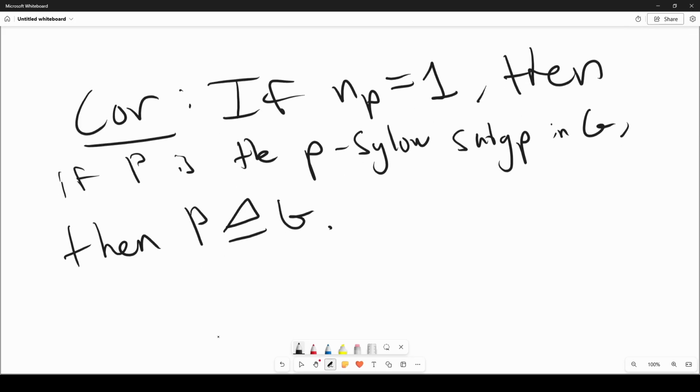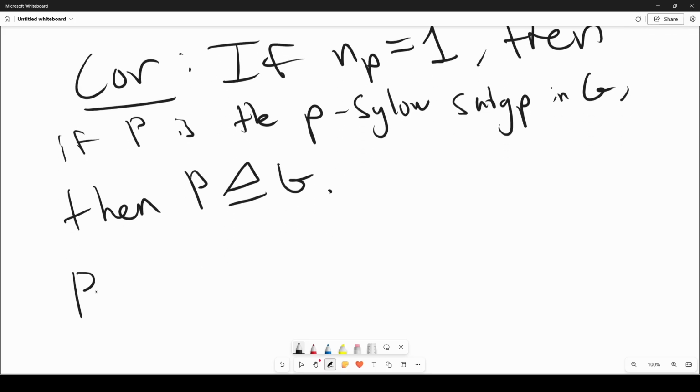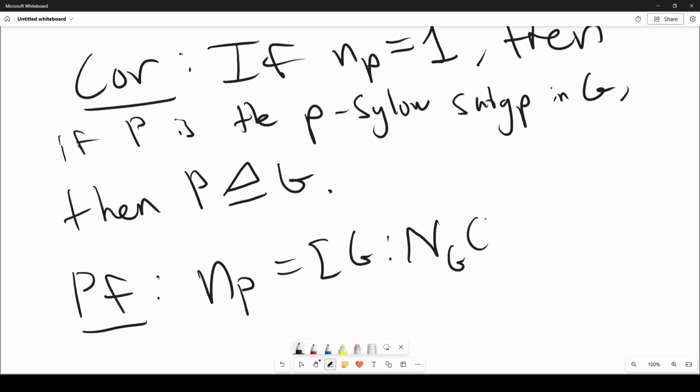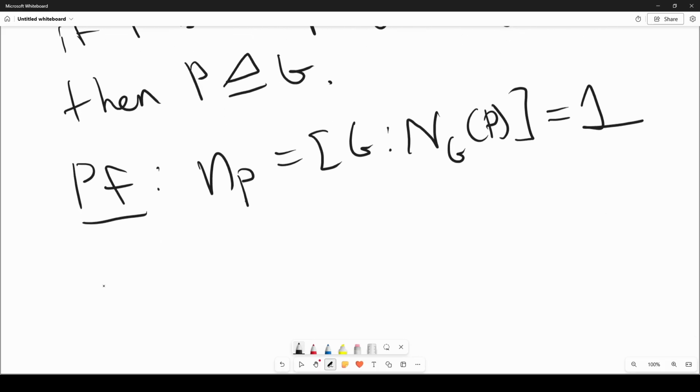Okay, let's prove this. Well, it's actually very quick. There's a way to prove it using the third and the second. We're going to prove it using Sylow 3, which gives that NP is the index of the normalizer. And so if this equals 1, well then the normalizer has to be the entire group. But that definitionally means that P is normal in G.